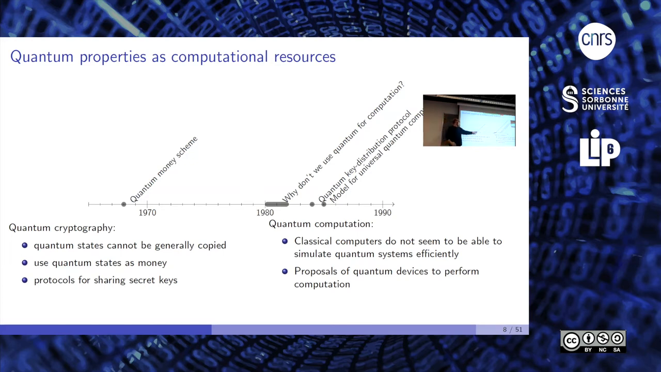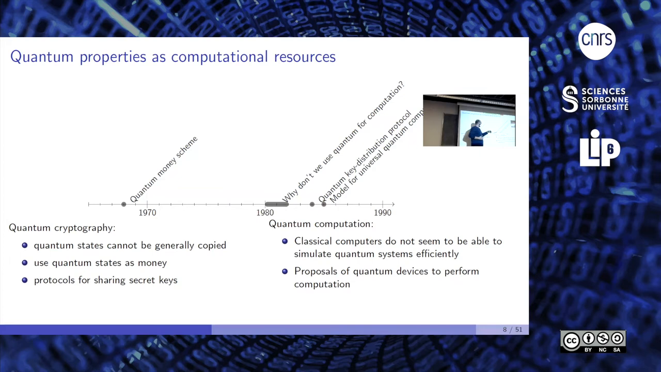But here, he uses the property that quantum states cannot be cloned, and you will see this later, to show that quantumly there are ways of creating money schemes that you can prove cannot be copied. When Wiesner proposed this, he was seen more as a crazy guy. What is this guy doing? Nobody accepted this at that point.